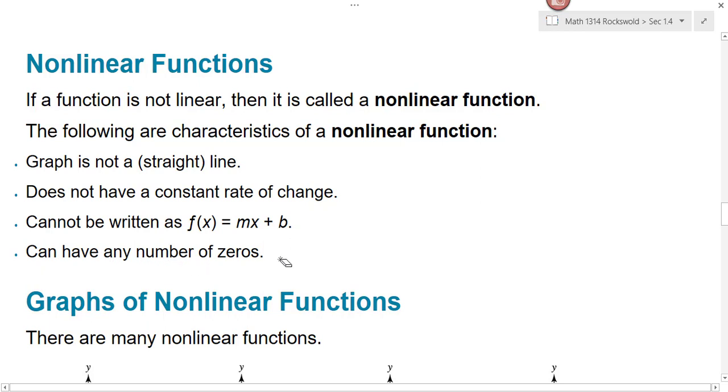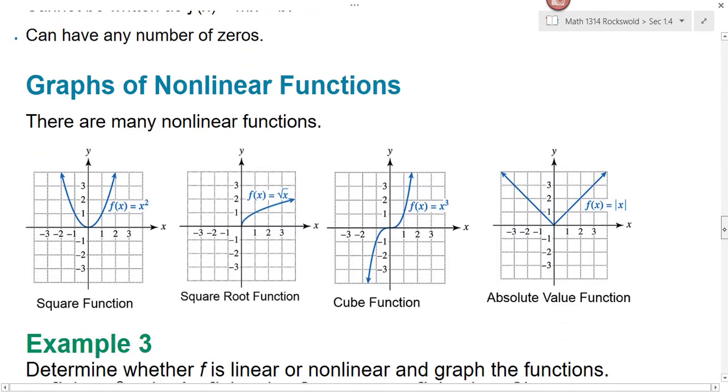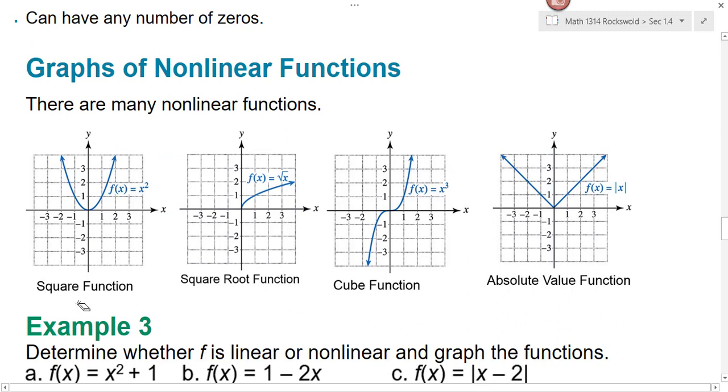Lines will only have one zero. Quadratics could have 0, 1, or 2 zeros. So here's an example of the square function. We also call this a quadratic function. This is a quadratic function in standard form.